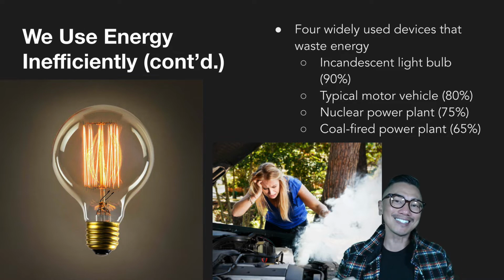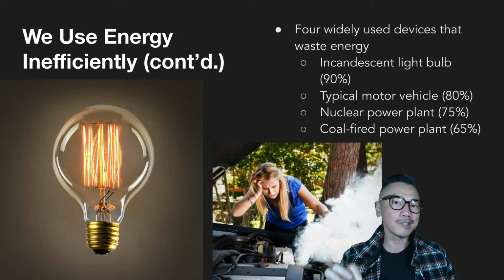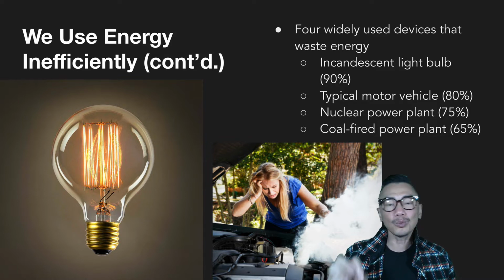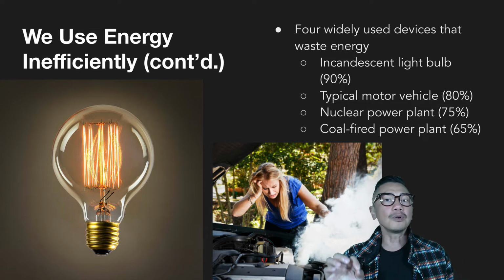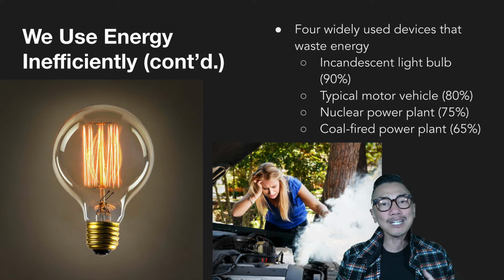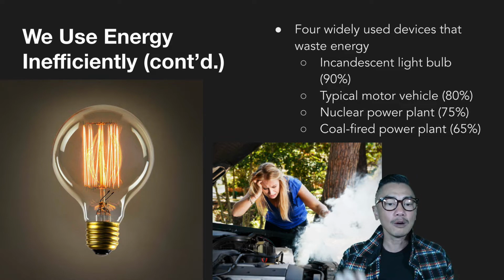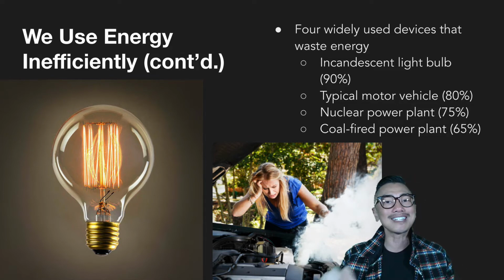Classic incandescent light bulbs can waste as much as 90% of the energy they use as heat rather than producing light. In comparison, the average LED light bulb only wastes about 10% of the energy it consumes. The typical motor vehicle wastes about 80% of the energy it uses. The average nuclear power plant wastes about 75%, and the average coal-fired power plant wastes about 65% of the fuel energy they use as lost heat.